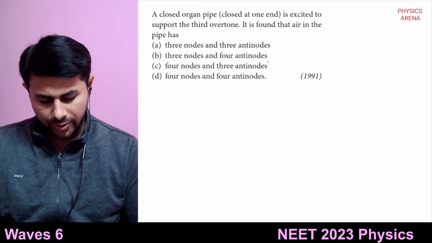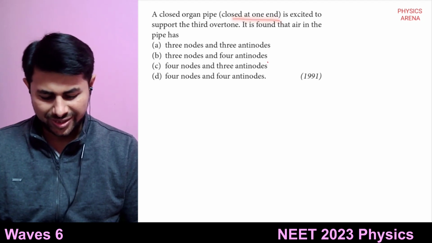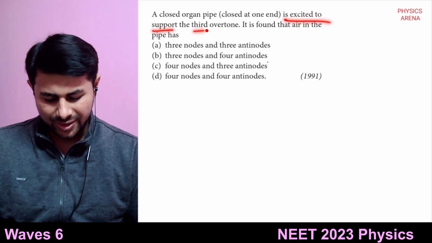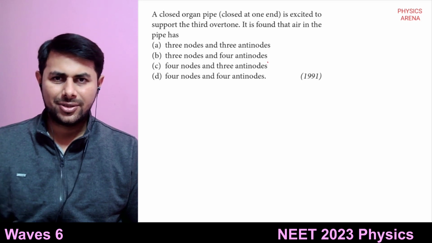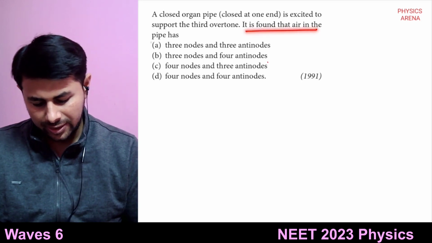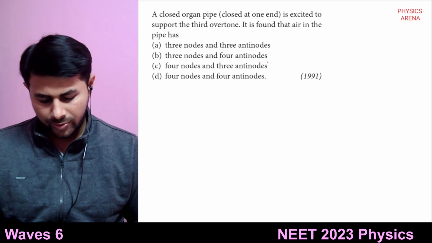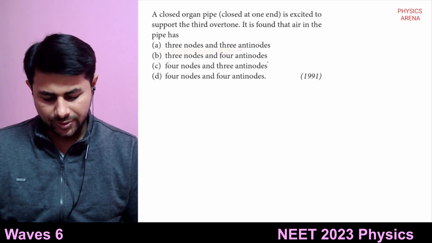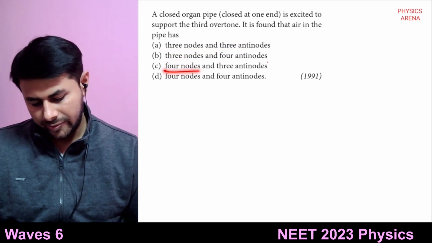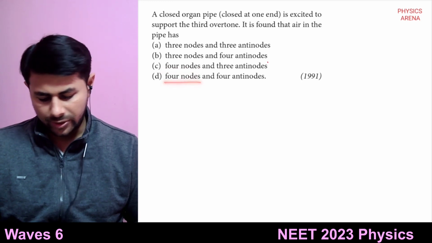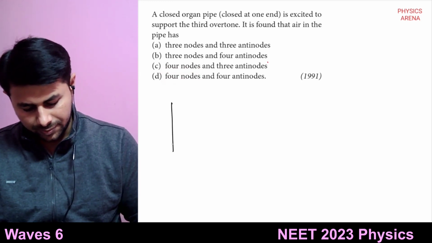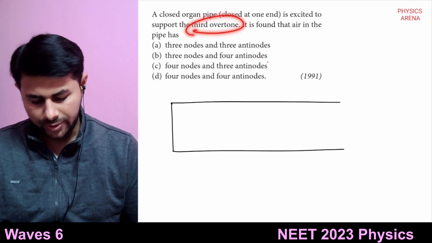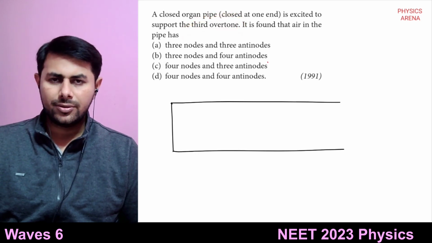So closed organ pipe closed at one end. Okay, there is clarification that it is closed at one end. Is excited to support the third overtone. It is found that air in the pipe has: three nodes and three antinodes, three nodes and four antinodes, four nodes and three antinodes, four nodes and four antinodes. What will happen? So this is third overtone. How much would be the frequency of third overtone?